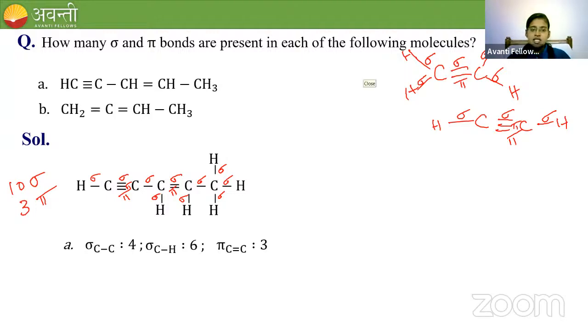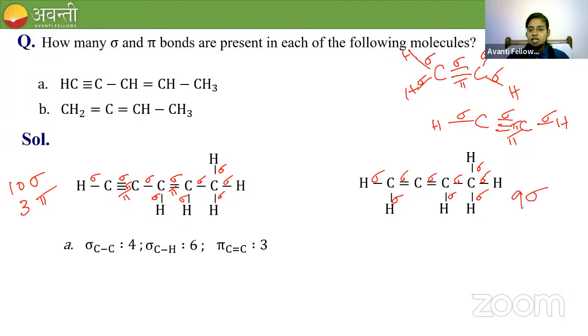Okay, let's come to the second compound. Pragati is saying that there are 9 sigma and 2 pi bonds. Okay. So let's go for the second compound. So this is compound number 2, right? So 1, 2, 3, 4, 5, 6, 7, 8, and 9. Very good. 9 sigma bonds. And here 1 and 2, 2 pi bonds. Very good. Pragati, you are correct. The answer is correct.